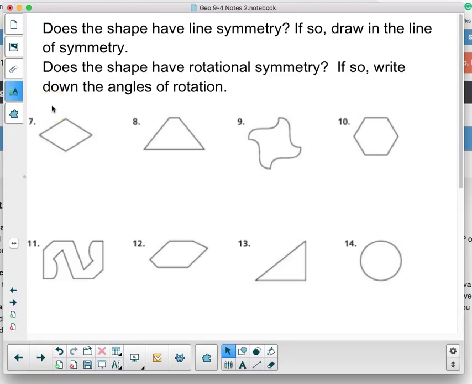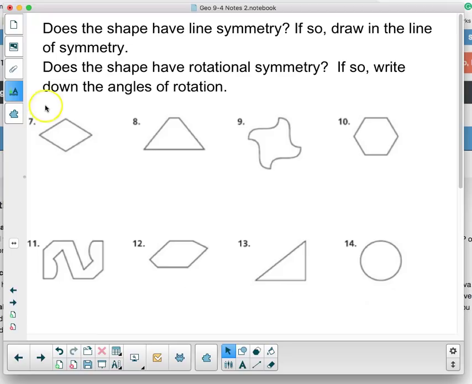Now, these last pieces is your self-quiz. Does the shape have line symmetry? If so, draw on the line of symmetry. Does the shape have rotational symmetry? If so, write down the angles of rotation. So you have 7, 8, 9, 10. Go, give them a try. Oh, by the way, when you're doing this, turn me off so you can try on your own.